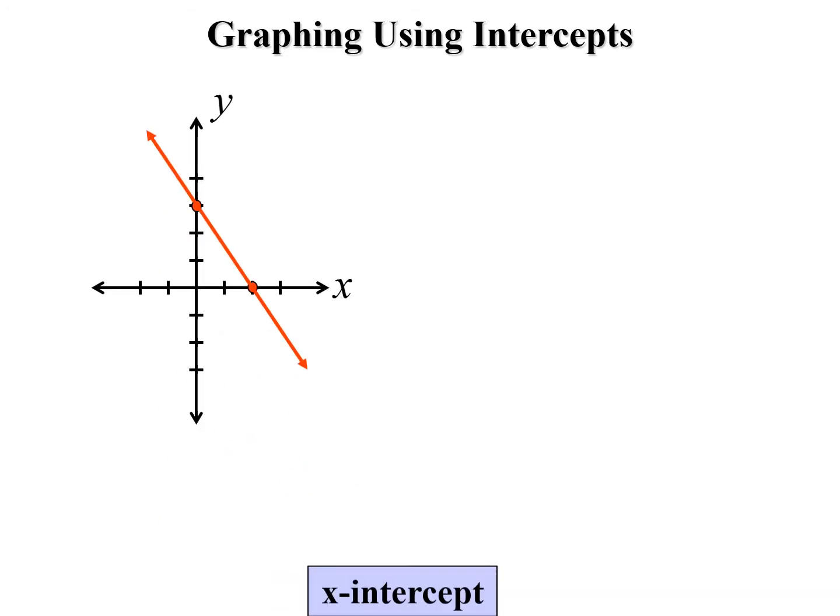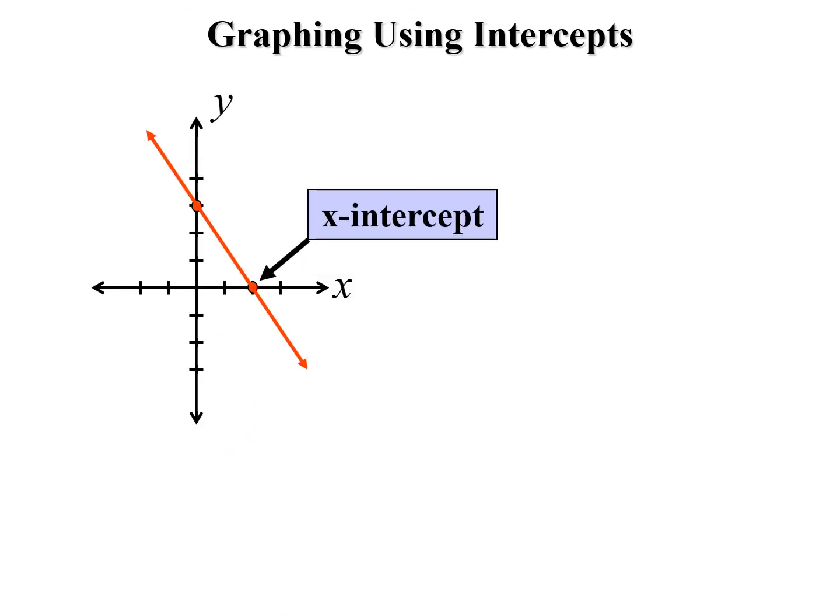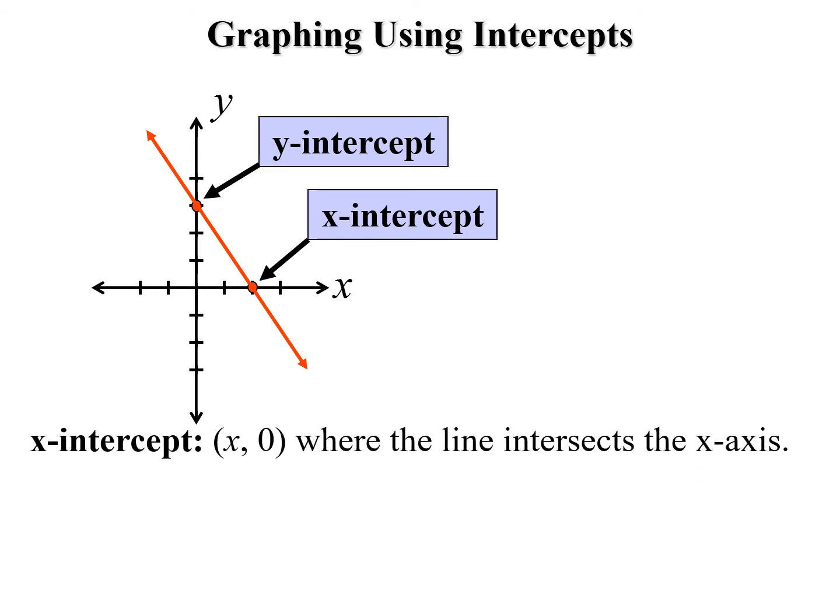All right, now let's go ahead and look at graphing using intercepts. Here's an example of the x and y intercept. The x-intercept is where we cross the x-axis, and the y-intercept is where we cross the y-axis. So the x-intercept is a point. It is a location on the coordinate plane, therefore it has to have an x value and a corresponding y value. In this case, our x value is whatever number it crosses the x-axis at, and our y value is always going to be 0. This is where the line intersects the x-axis.